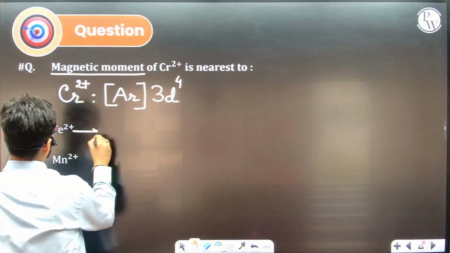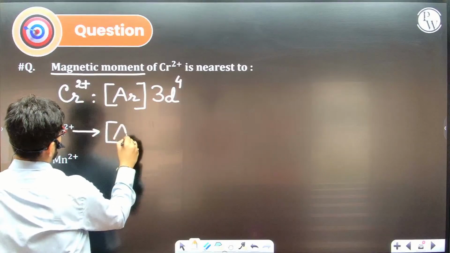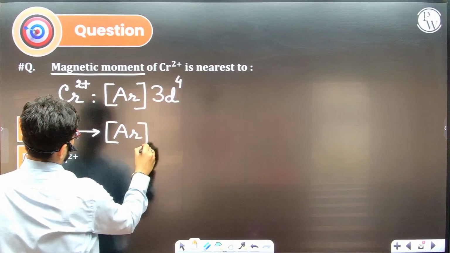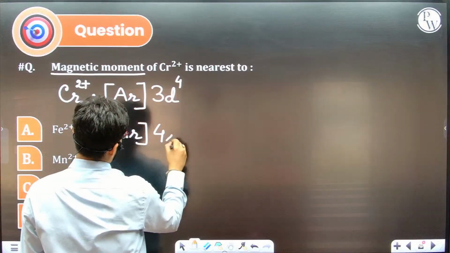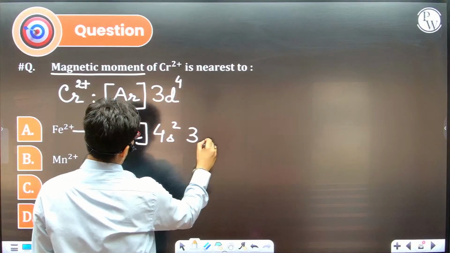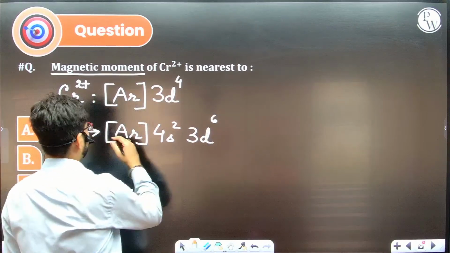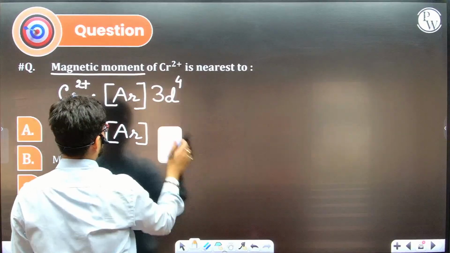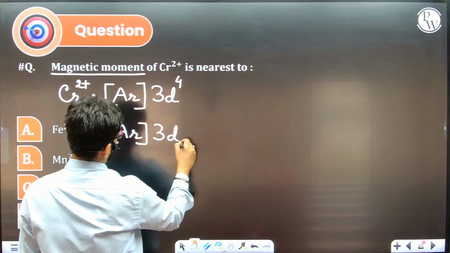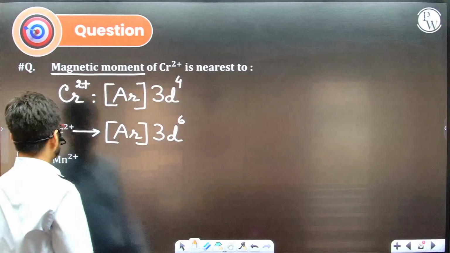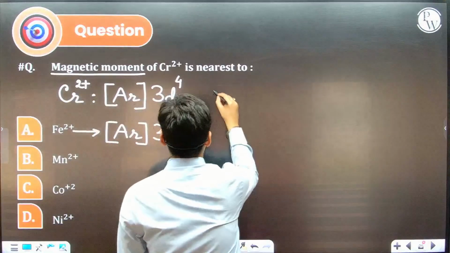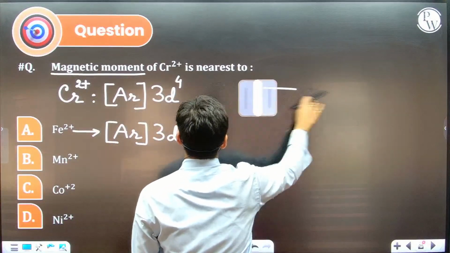Then for Fe2 plus, and then it's 2 plus, I'll remove 2 electrons, right? Let's find out the number of unpaired electrons for Cr2 plus.